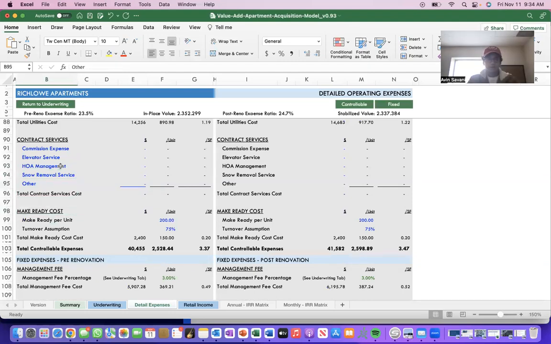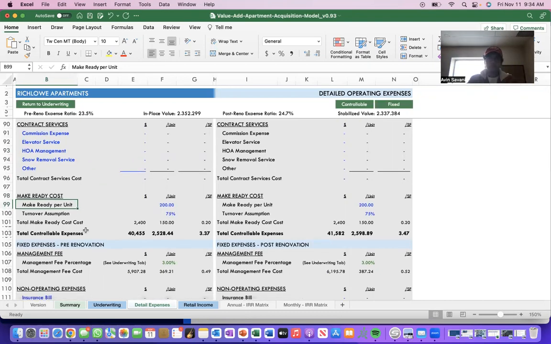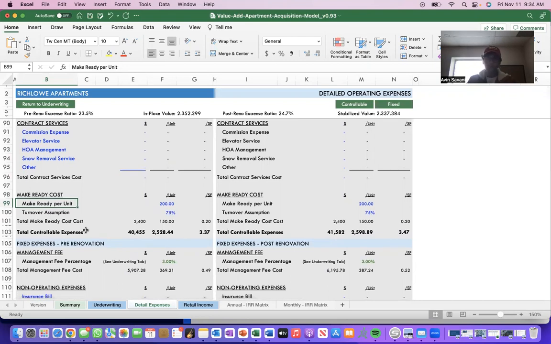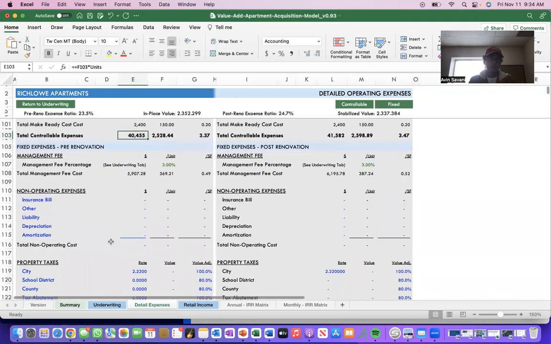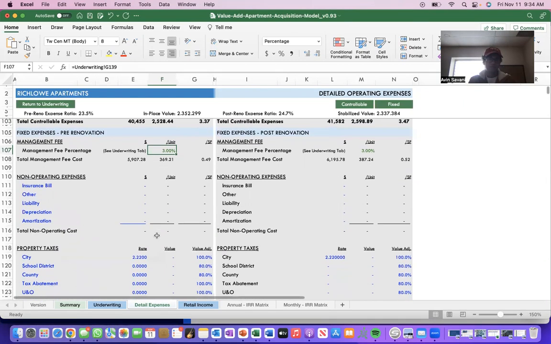And then some make ready costs. So this is kind of like what we've implemented. Usually for making the room ready, or turnover assumptions too, all of that is displayed here. So that also adds to controllable expenses. And then you have your management fee, obviously, a percentage of EGR, like I mentioned, effective gross revenue. So that percentage, you can adjust in the underwriting tab.